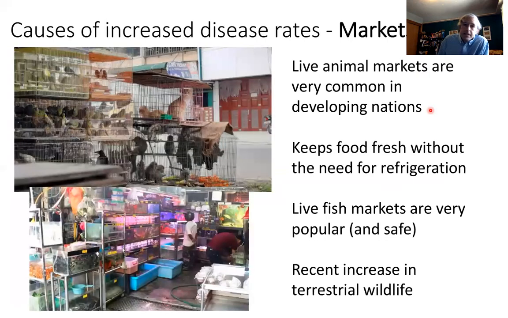However, in addition to the sort of agricultural markets you might be familiar with, there is a different sort of market that takes place all over the world. And these are the live animal markets that are very common in developing nations. These live animal markets are very popular because it's a way, especially in a hot climate, to keep food fresh without the need for refrigeration.